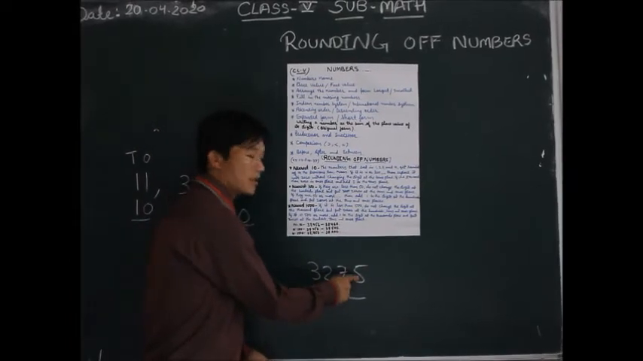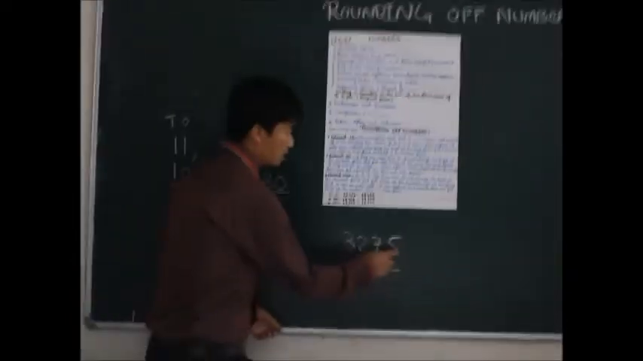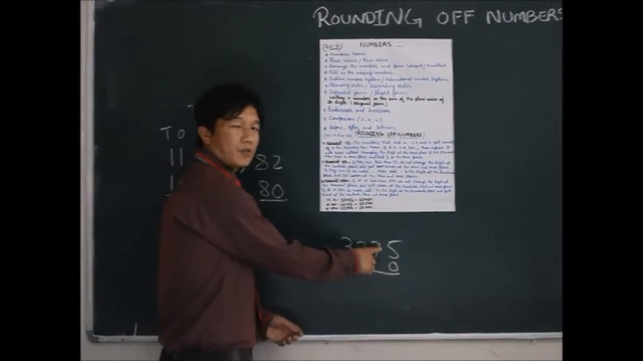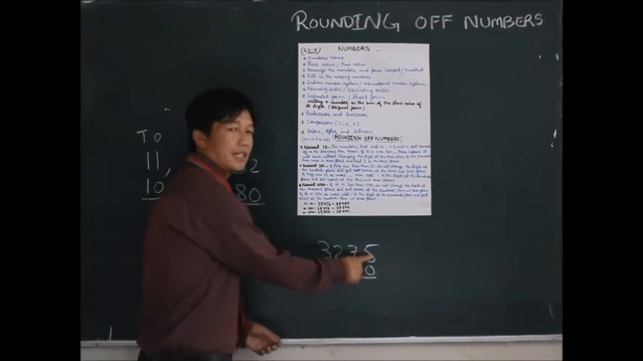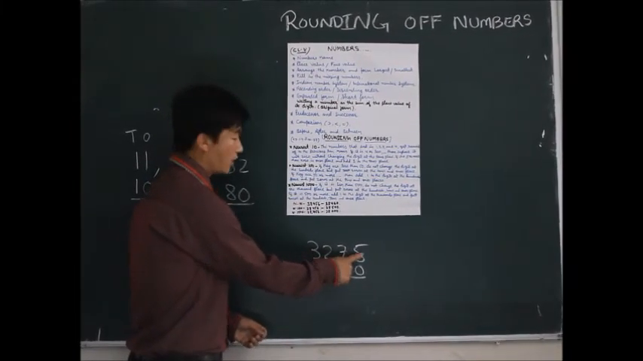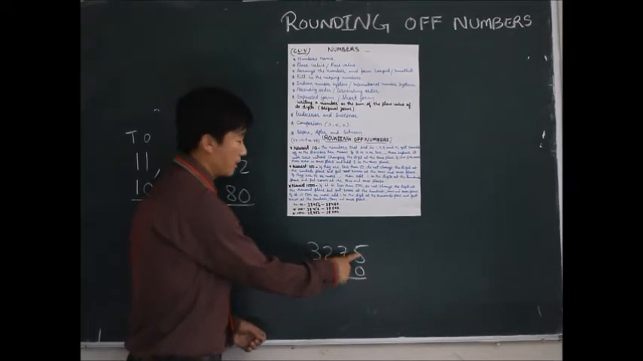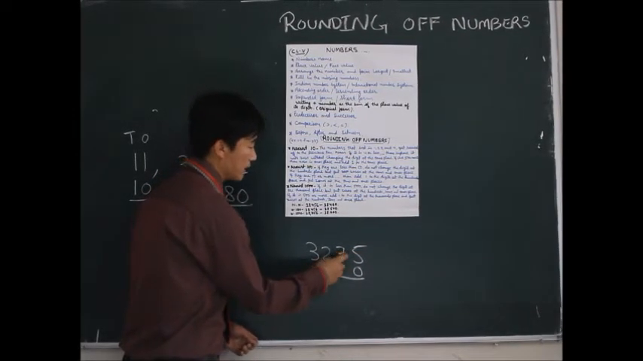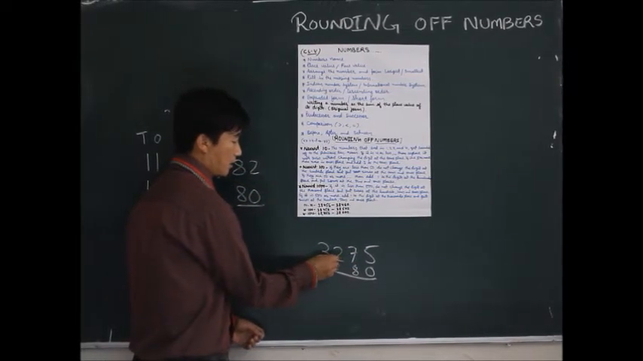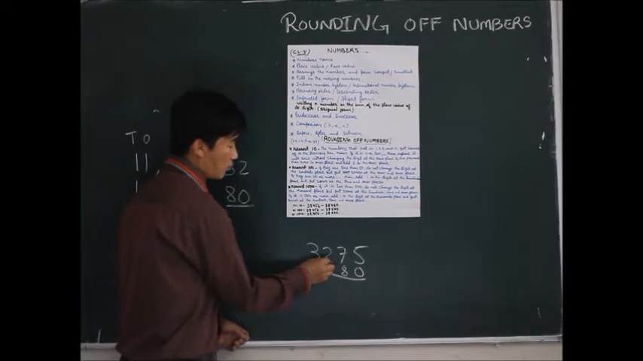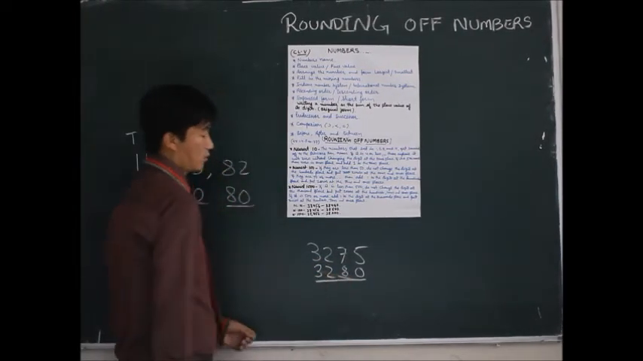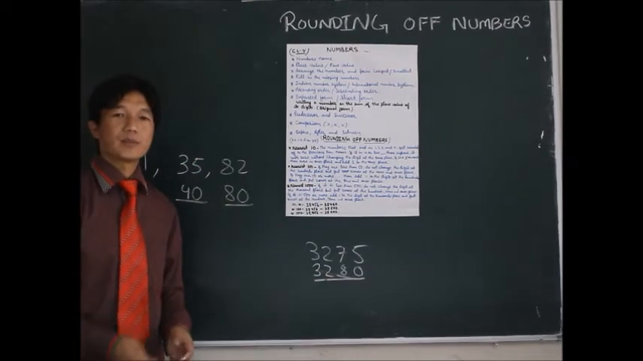So 5 is greater than 4. We have to replace this 5 with 0, and here we have to add 1 because this number is ending with 5, which is greater than 4. That means we have to add 1. 7 plus 1 is 8, and these two numbers, the 100 and 1000 part, that means 3200 remains the same. So this is nearest to the 10. Are you getting the point?